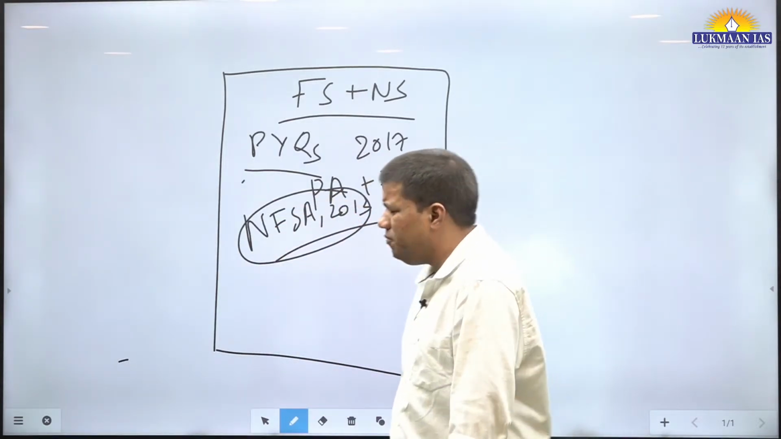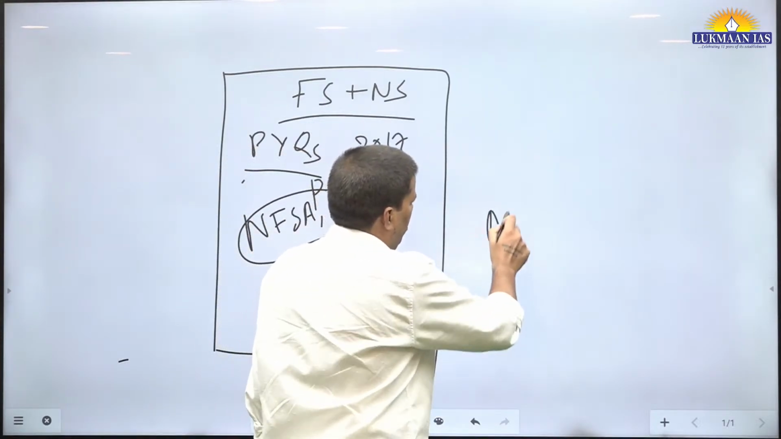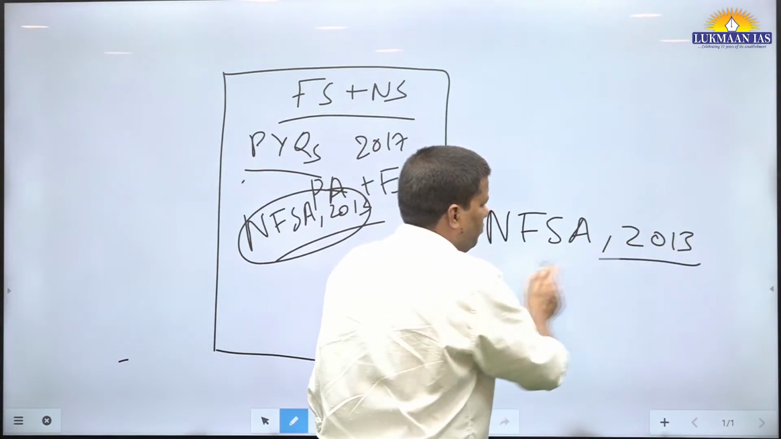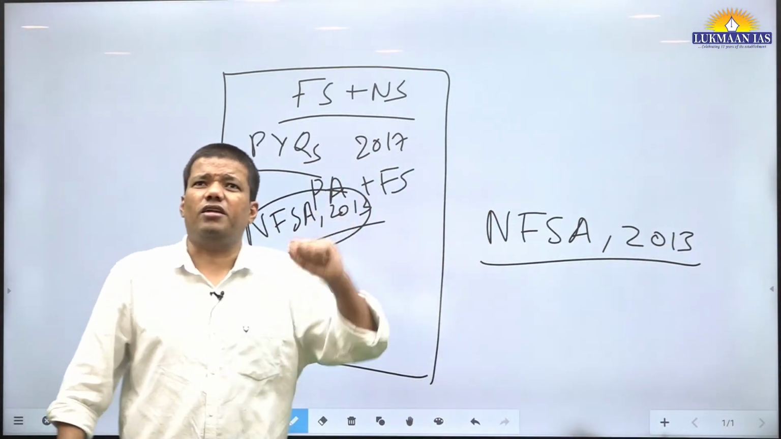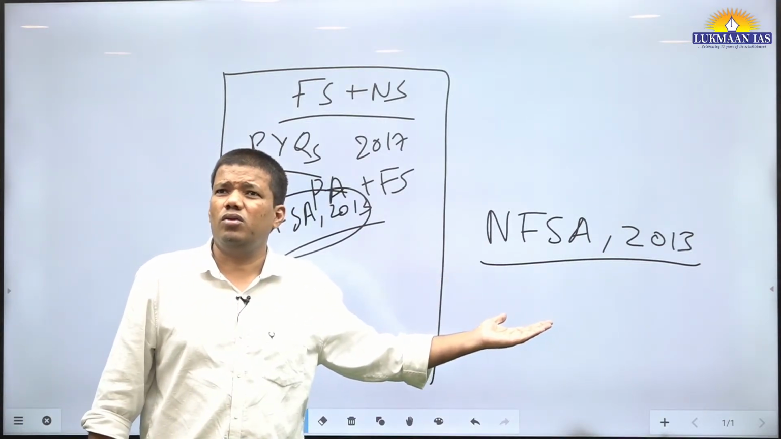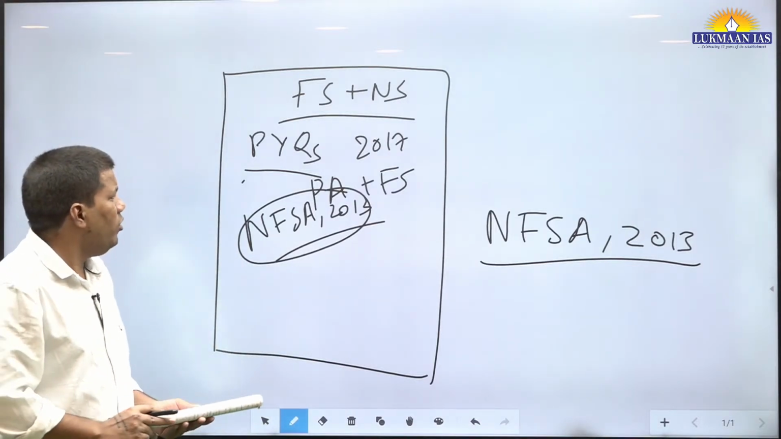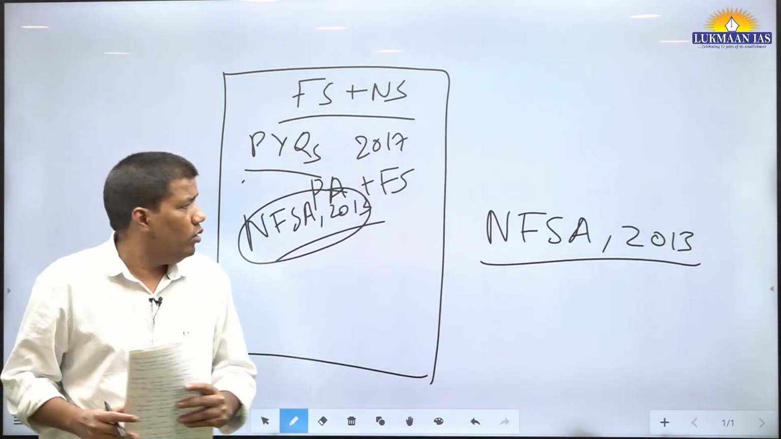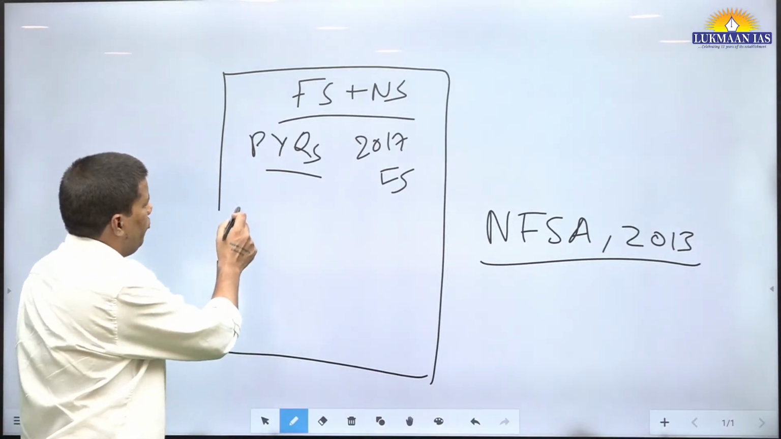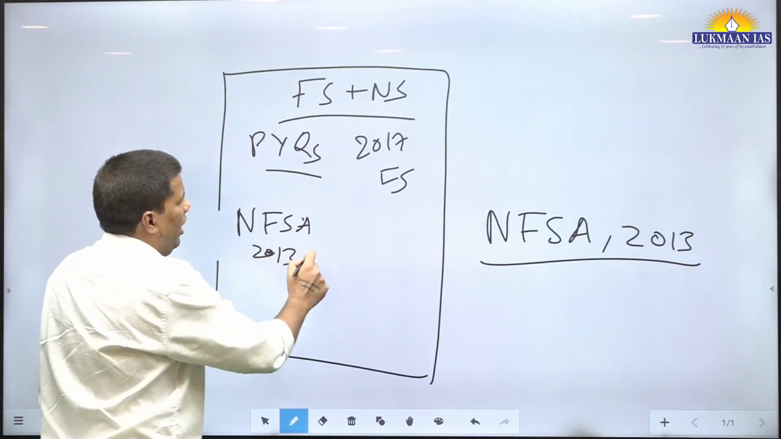In fact, I will say, when you start your 2-pager, start with the National Food Security Act 2013, and read the original act. It is hardly, if I'm not mistaken, 10-12 pages. And when you read it, what should come in your 2-pager on the National Food Security Act 2013? Anyone would like to tell?